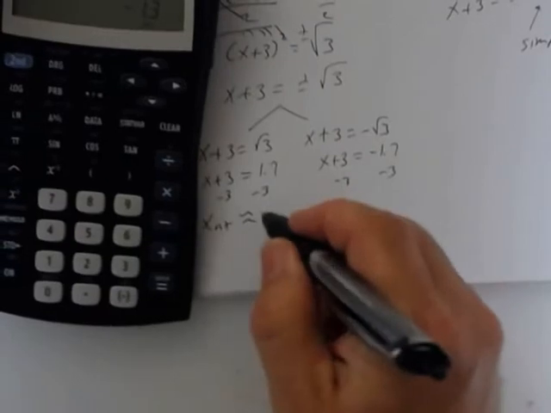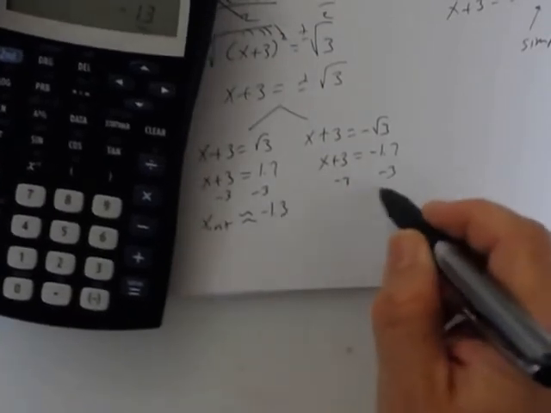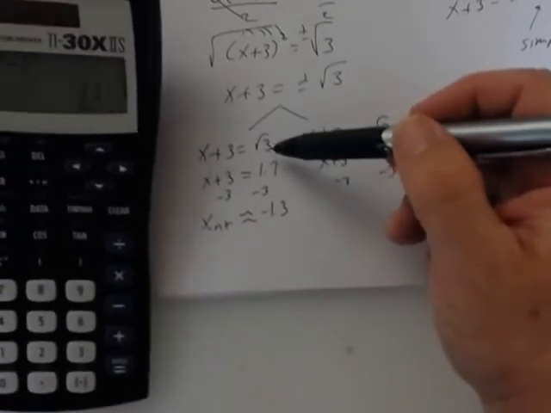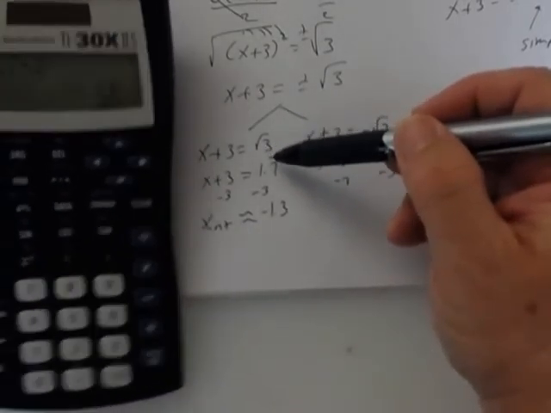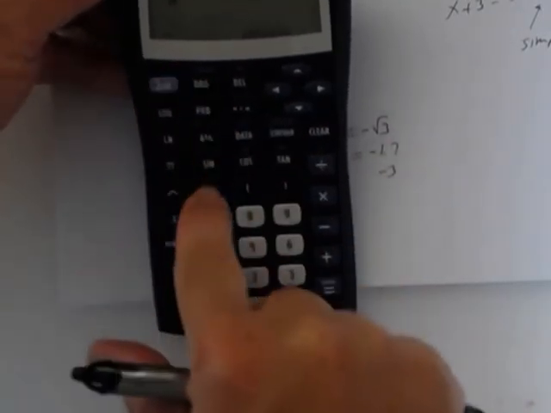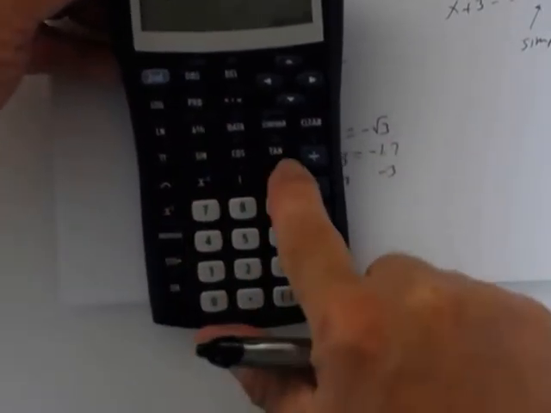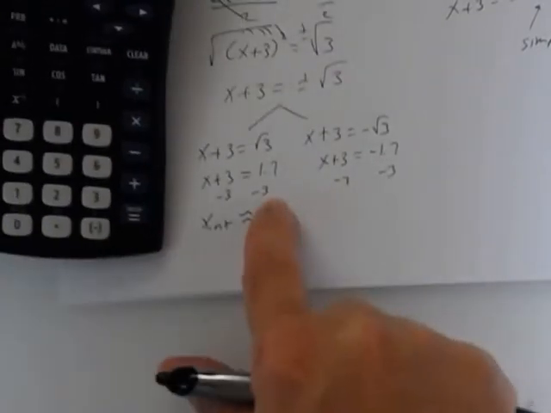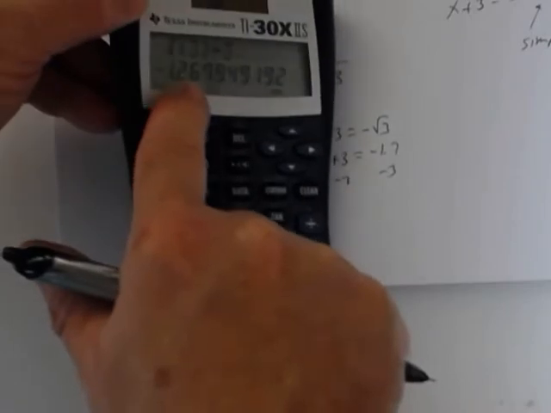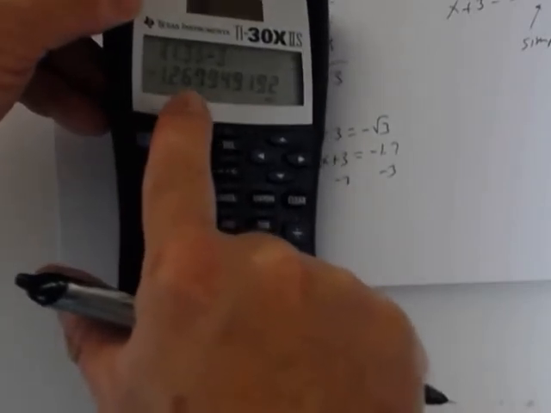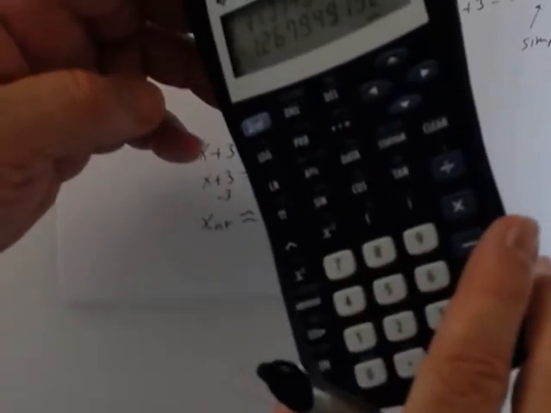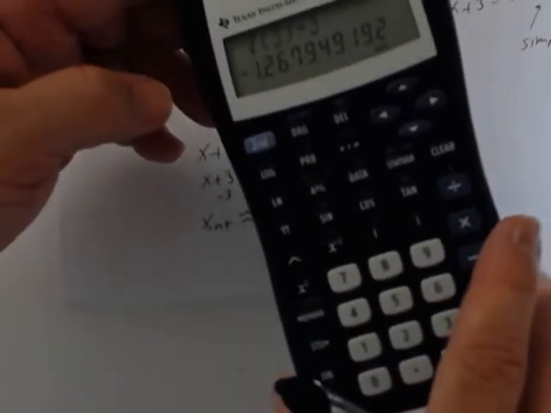Negative 1.3. On the other one? Well, yes, if you said the square root of 3, close the parentheses, and then subtract what was it, 3? You still get 1.3, right? So we said 1.4. Okay, it's 1 point, can't see it, but I get 1.26, which is 1.3, correct?